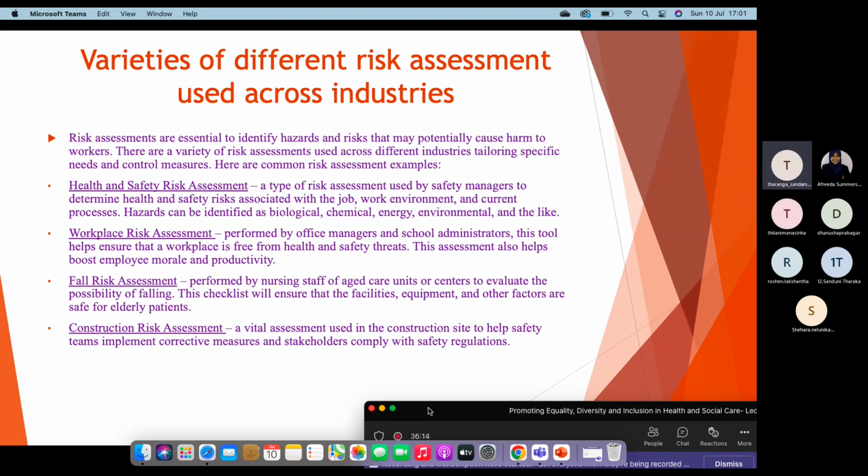What are the risks we can face in the workplace? Like how? Examples? Is it a very noisy place?